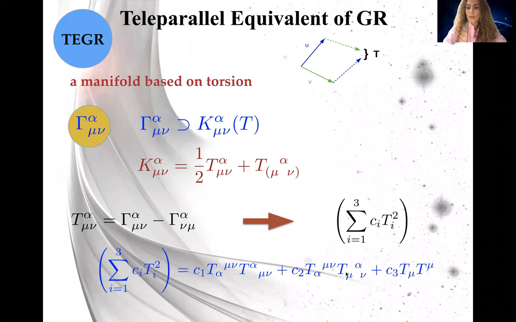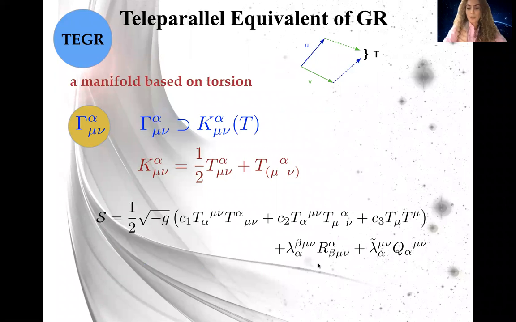1, 2, 3 independent contractions with some arbitrary coefficients C1, C2, and C3. And with some Lagrange multipliers, I also make sure that my conditions are satisfied, that it's flat, and that it's non-metricity free.